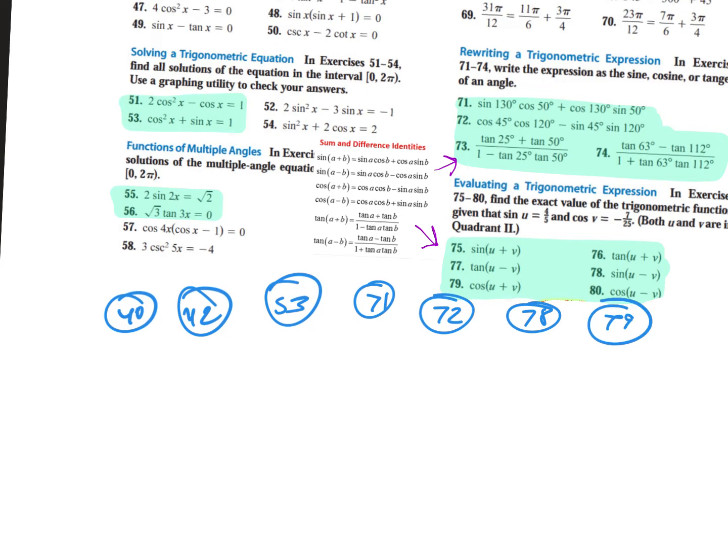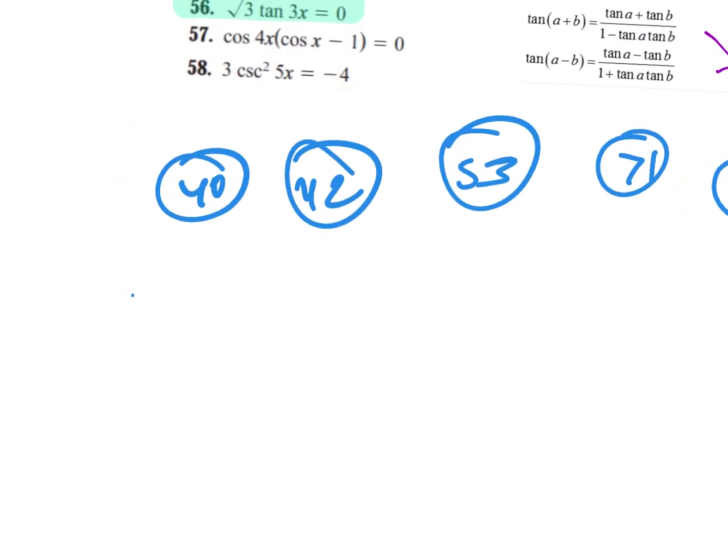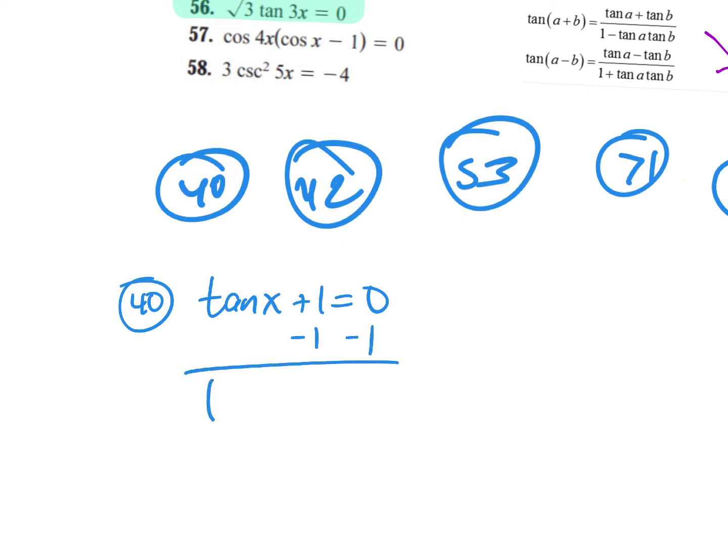All right, this is all from chapter 5, your guys' favorite section of the trig stuff. Remember that? Super fun. All right, so let's look at 40. Again, you're going to be given the unit circle and stuff like that. It says tangent of x plus 1 equals 0, correct? What are we supposed to do here? We're trying to solve. We're trying to get the tangent of x all by itself. So I'm going to subtract 1 from both sides, and I get tangent x equals -1.